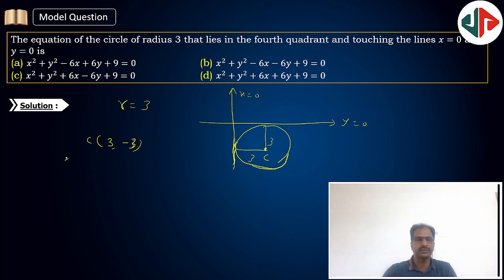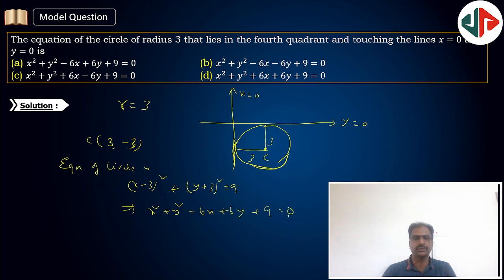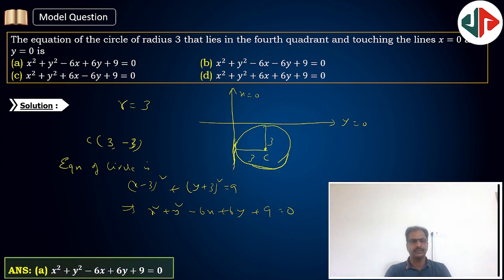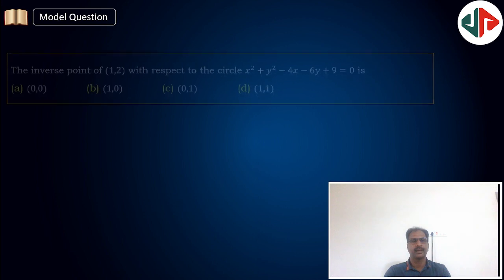Center is known, radius is known. So what is the equation of the circle? (x minus 3) whole square plus (y plus 3) whole square equals 9. If you expand this, x square plus y square minus 6x plus 6y plus 9 is equal to 0. Option A. The center's x coordinate, y coordinate, and radius will all be the same if the circle touches both the x axis and y axis.